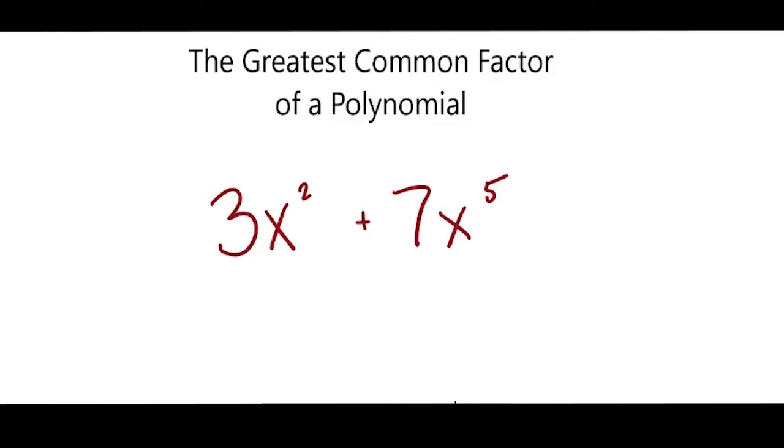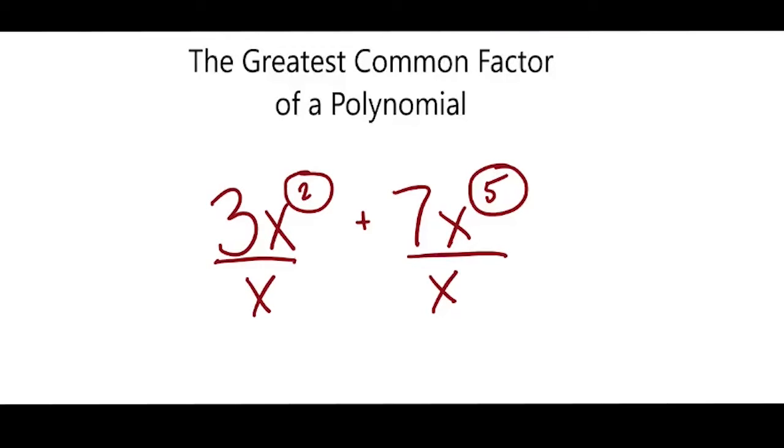Here I have 3x squared plus 7x to the 5th. So what can I divide them both by? Well, I notice that they both have an x, but my first term has an x squared, and this one has an x to the 5th. You are always able to factor out the lowest exponent if you have similar bases. So my greatest common factor for this one would be x to the 2nd power, or x squared.